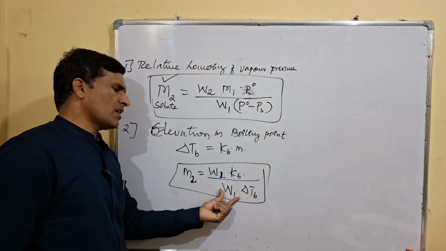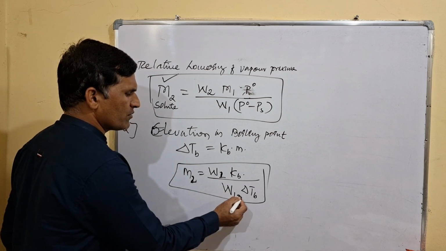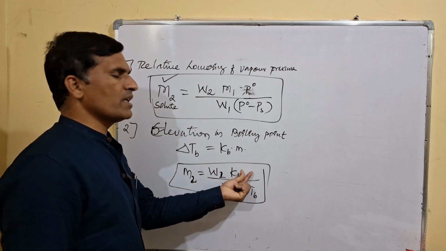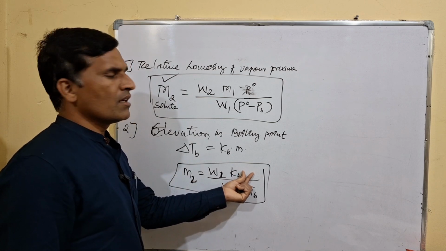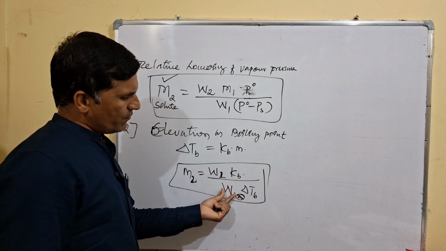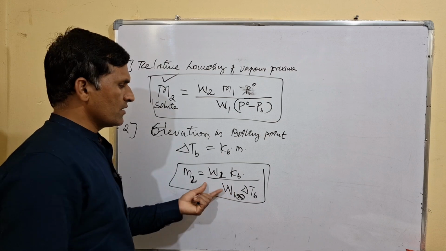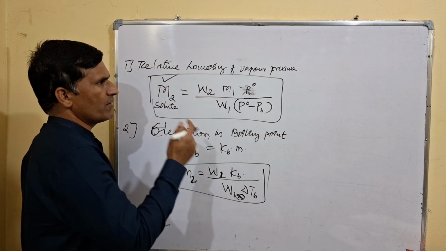If the weight of the solvent is given in grams while solving the problem, then either you multiply the numerator by 1000, or you initially convert it into kilograms and then substitute. You should remember that in solving the problem, I will tell you.